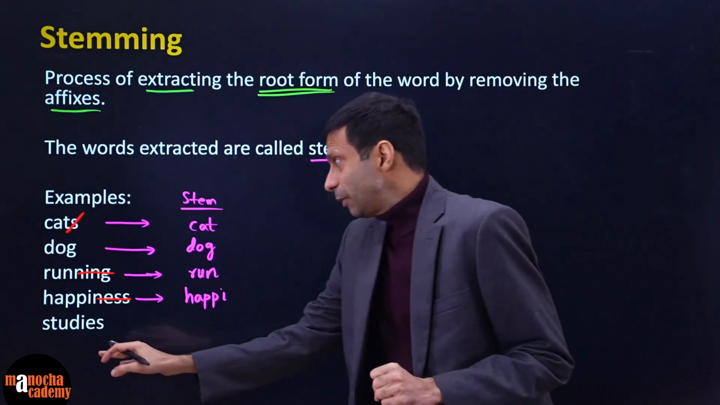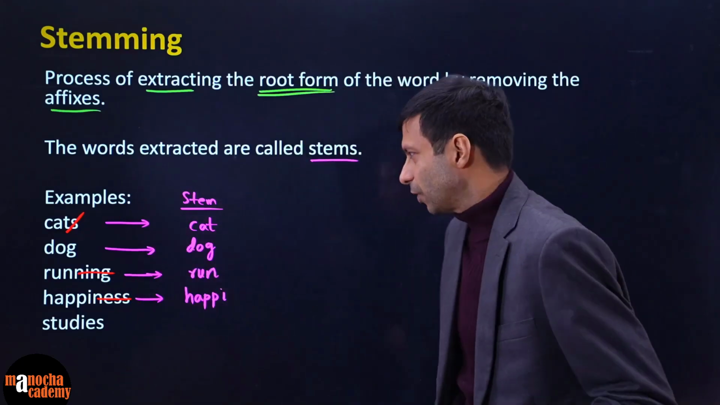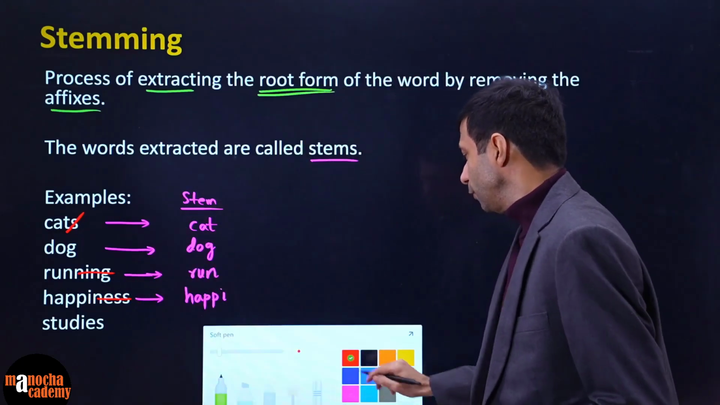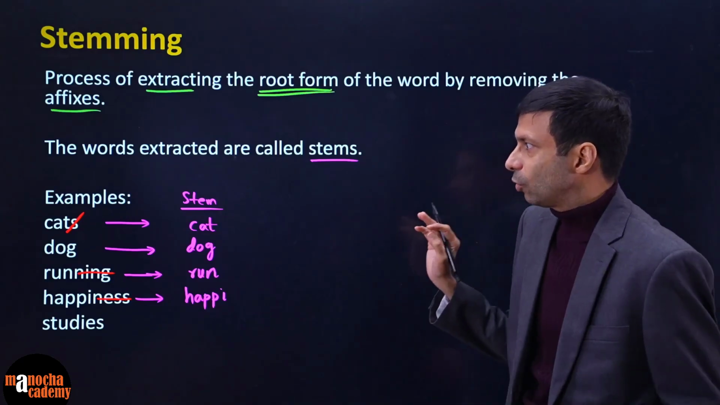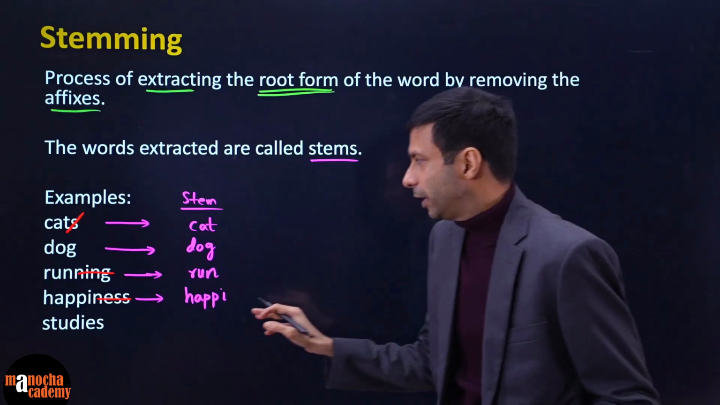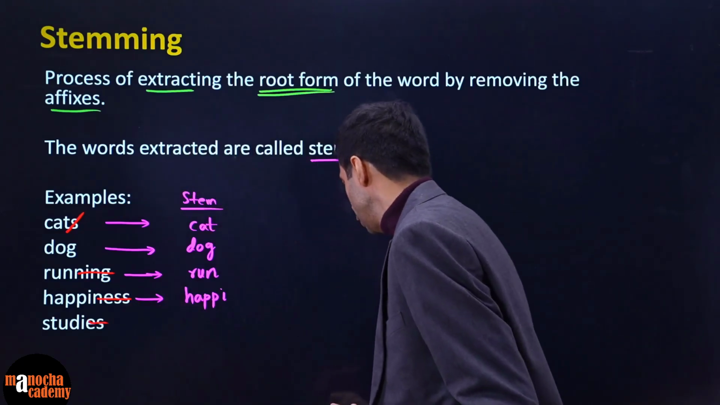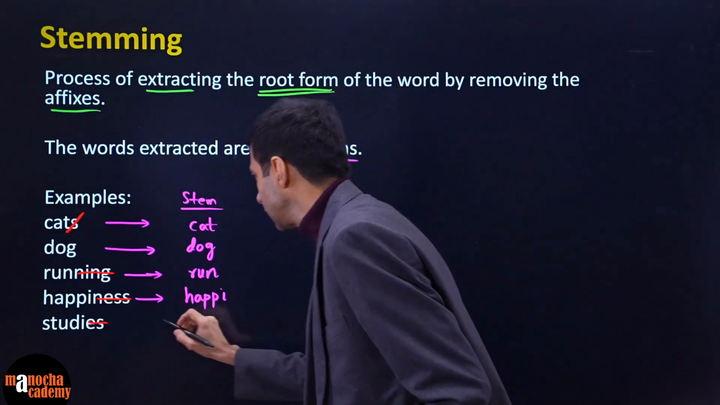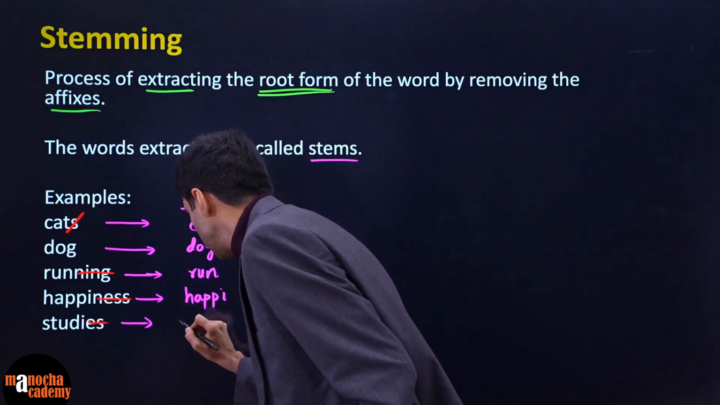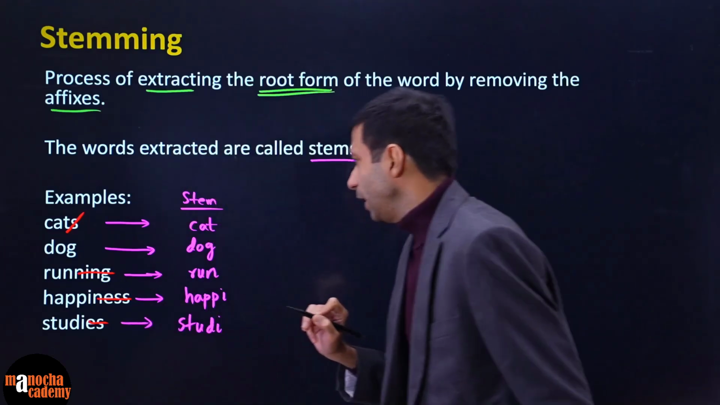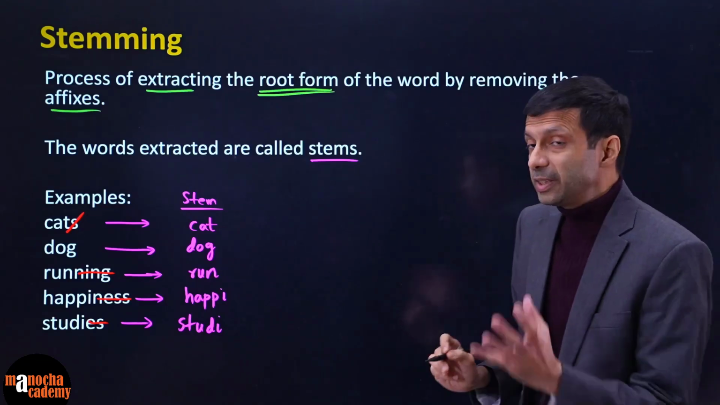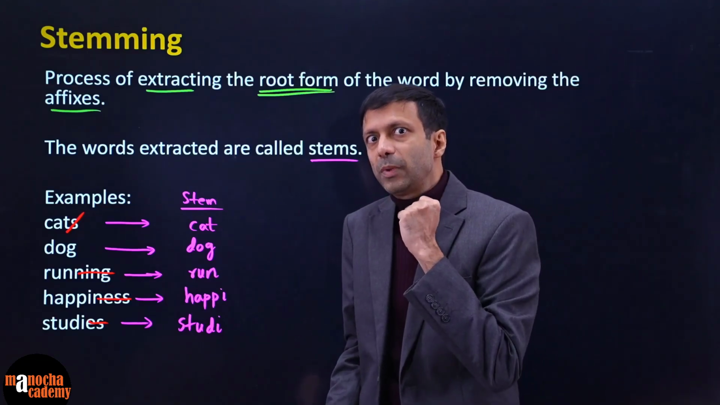So now guys, can you tell me for studies, what will be the stem word? Come on. Apply this rule here for studies. So remember, you can only delete stuff. So what will you delete? ES we will delete. I we cannot delete. It will not be stud. It will be study with an I. Very, very important step. So basically we are extracting the root meaning from each word.